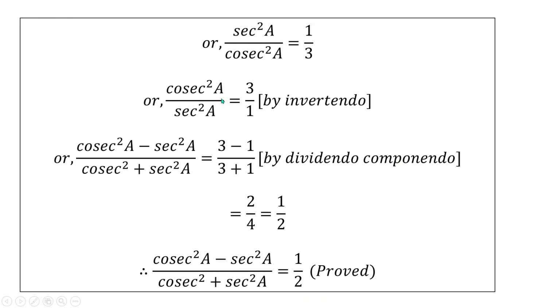Now we can write sec square a by cosec square a equals 1 by 3, or cosec square a by sec square a equals 3 by 1 by inverting. That means the numerator will be the denominator and the denominator will be the numerator. Similarly on the right side. Then cosec square a minus sec square a, that is numerator minus denominator, over numerator plus denominator, by dividendo componendo, will be 2 by 4. 2 by 4 equals 1 by 2. That means you will get this. So the proof is complete. Clear?